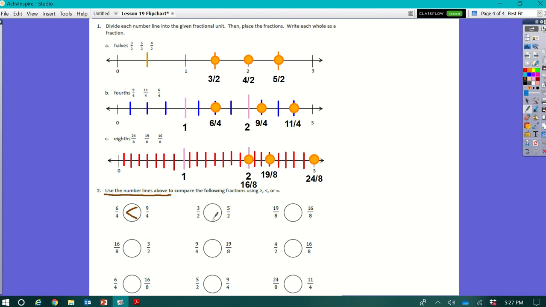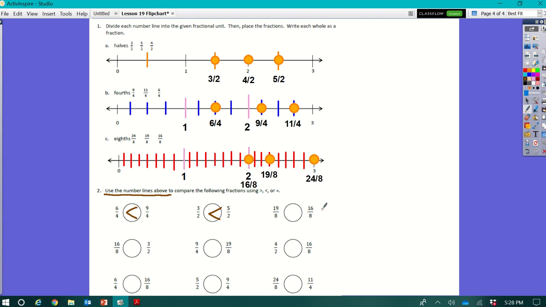Okay, let's go across. 3/2 compared to 5/2. Again, the denominators are the same, so I know the pieces are the same size. So I know that 5 pieces is going to be more than 3 pieces when they are the same size. But again, I can go up to my number line. Here's 3/2, here's 5/2. 3/2 is closer to 0, so it is less than 5/2.